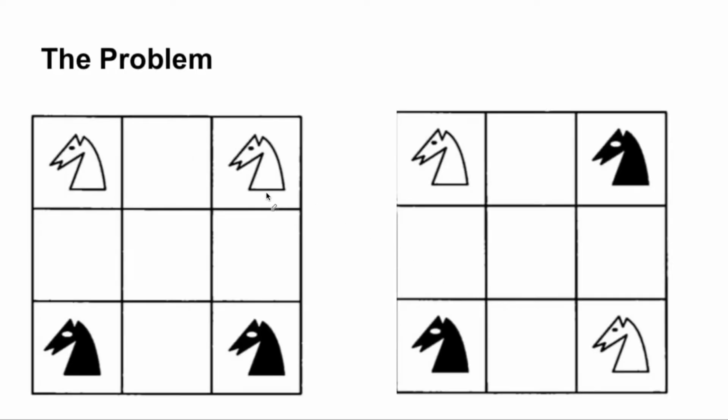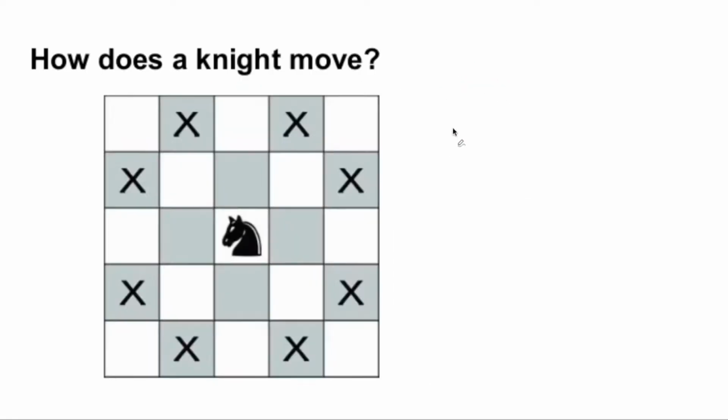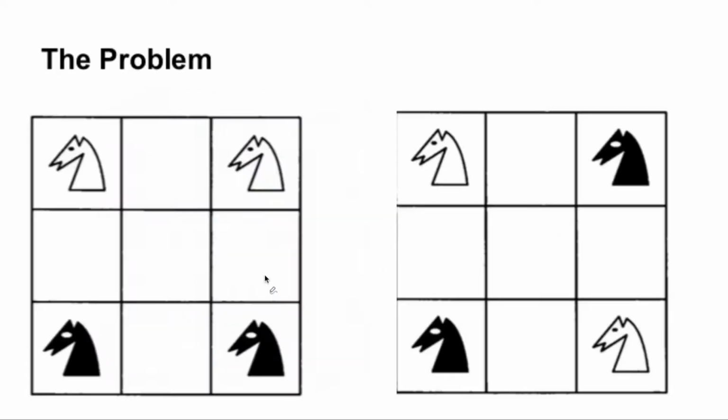We have 4 knights in a 3x3 chessboard, 2 black knights and 2 white knights. We need to move them from positions in the state 1 to positions in state 2. To make it clear, a knight moves 2 steps in one direction and 1 step in its perpendicular direction. So it could be in either of these ways. From its position here, it could move to all the positions shown with a cross.